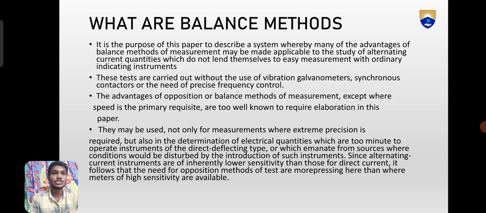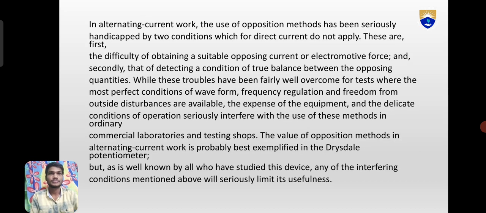Since alternating current instruments are less accurate than those for direct current, it follows that the need for opposition methods to test the more precise ones is greater, when materials that are sensitive are available. In alternating current work, the use of opposition methods has been seriously handicapped by two conditions which for direct current do not apply. These are, first, the difficulty of obtaining a suitable current or electromotive force, and secondly, the difficulty of defining a condition of true balance between the opposing quantities.